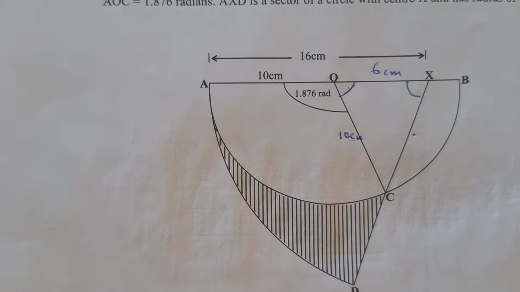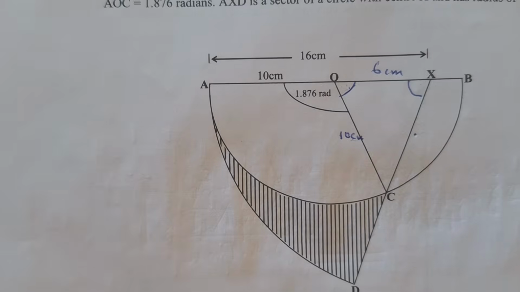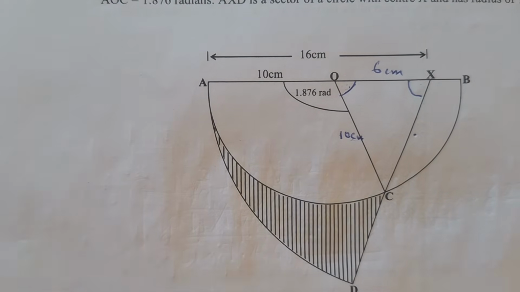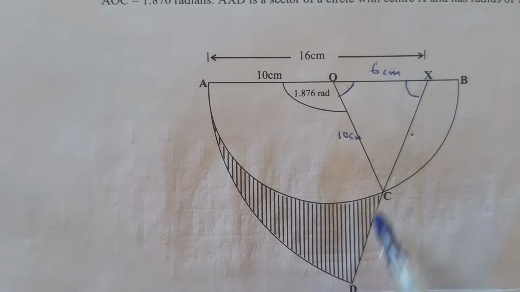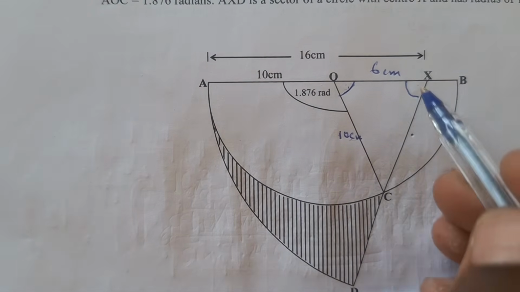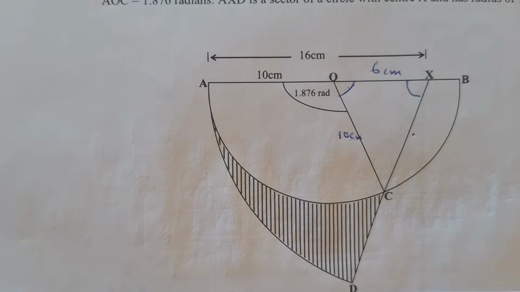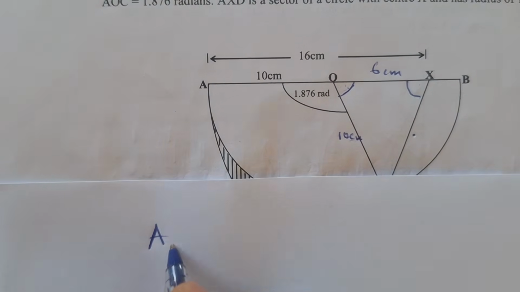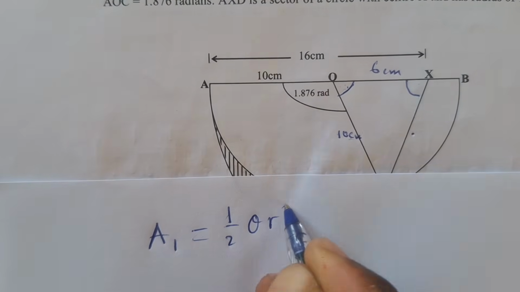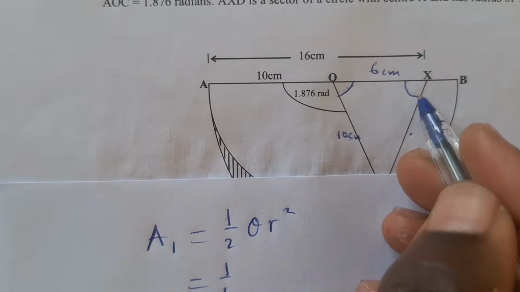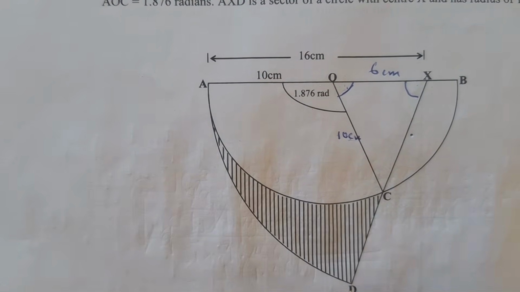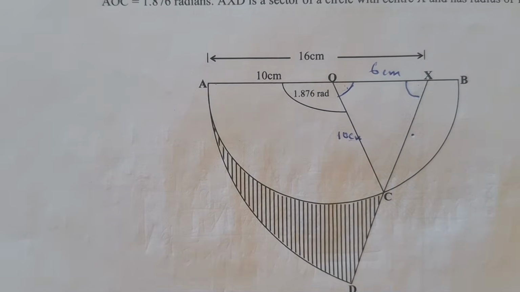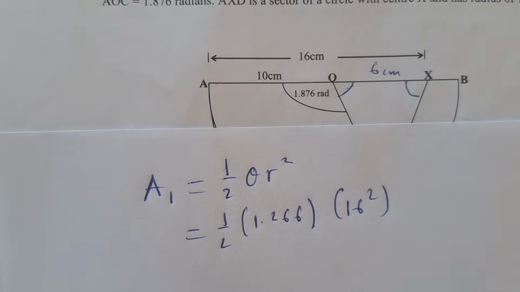We do now the last question. So for the last question here, they are saying calculate or find the area of the shaded region. So shaded region, we're going to use this sector and this sector. So let me start with the bigger sector, which is here, and the semicircle. So find the area of the bigger sector. We shall say area 1 is equal to 1 over 2 theta r squared. What is our theta? The angle here is 1.266, which we found for this sector. And then the radius will be 16. So here it will be 16 squared.